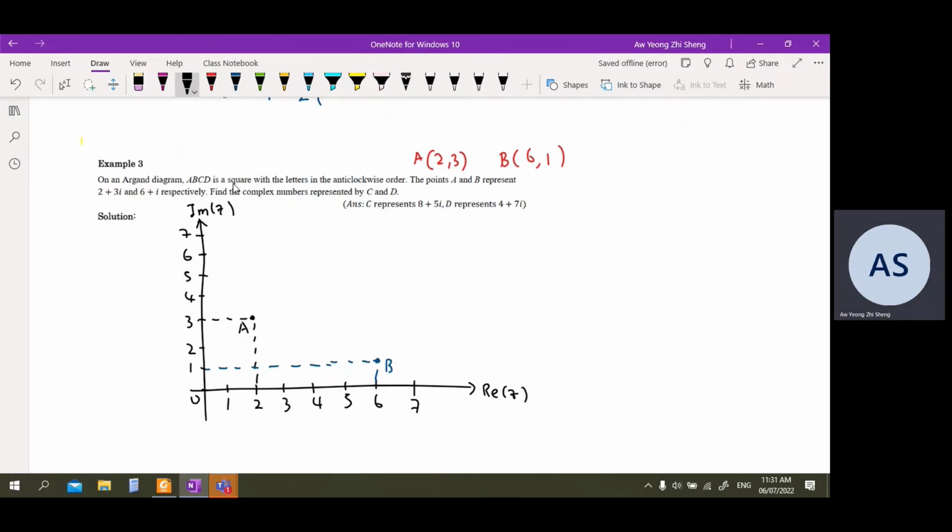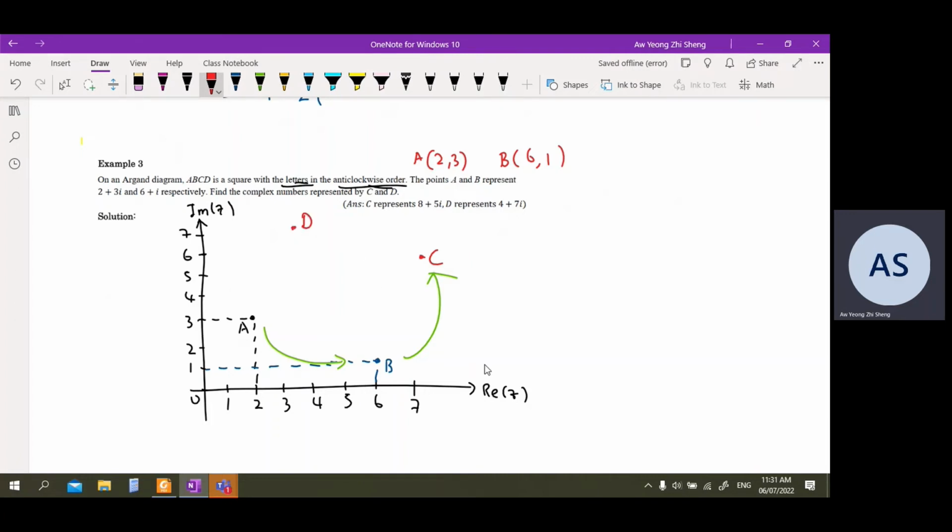Okay, so ABCD forms a square with the letters ABCD in anti-clockwise order. So if AB goes this way, this is an anti-clockwise direction, so it should go up this way. You should expect your C to be roughly here. At this stage, I'm still not sure where the exact coordinate of C is, but I know it should be at the top right direction from B. I expect my C to be roughly here, and I expect my D to be roughly here.